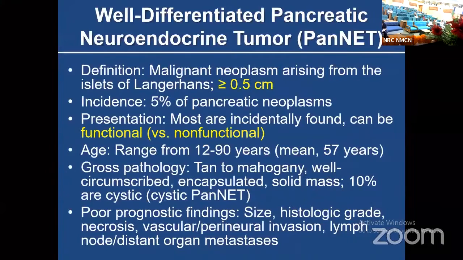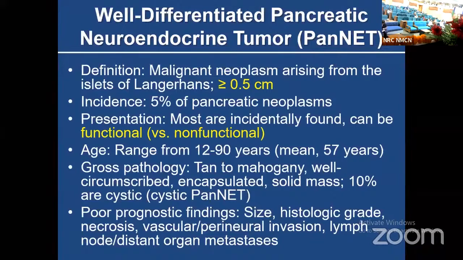Now, by far, most neuroendocrine neoplasms of the pancreas are well-differentiated pancreatic neuroendocrine tumors. These neoplasms are defined as a malignant neoplasm arising from the islets of Langerhans and greater than or equal to 0.5 centimeters. Patients can present with a PANET at any age. However, younger patients are usually syndromic, such as those with MEN1 syndrome.